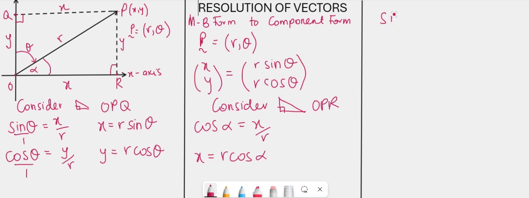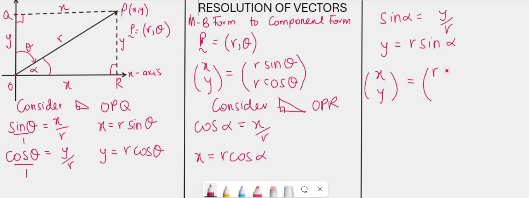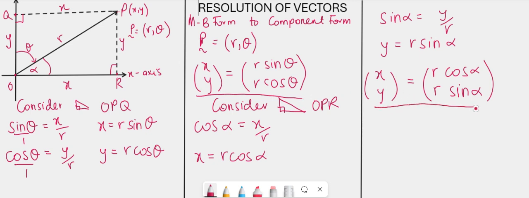And then sine alpha will be y over r, opposite over hypotenuse. And so our y will be equal to r sine alpha. And so to convert using alpha, we are going to have r cos alpha, r sine alpha. So we have two formulas, one using the bearing, one using the angle the vector makes with the x-axis.